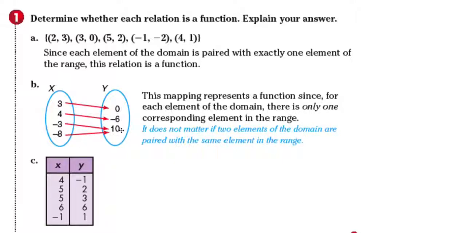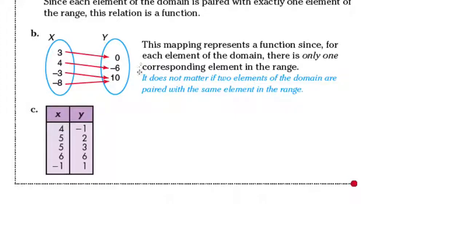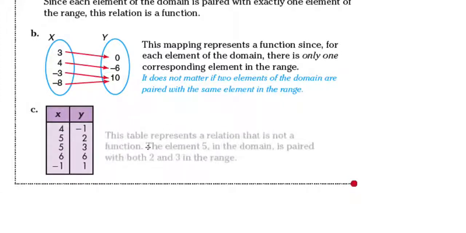Again, what it's saying here is that different elements of the domain can point to the same element in the range. -3 and -8 are paired with the range element 10. But look at letter C. This is not a relation. This relation is not a function. Why? Because look at the element 5.